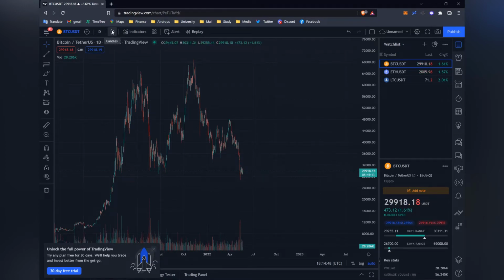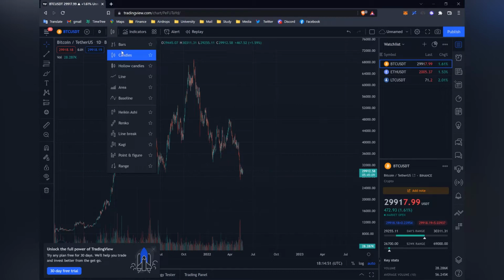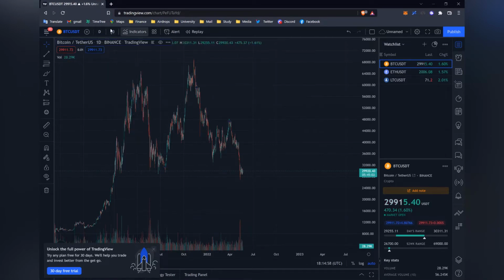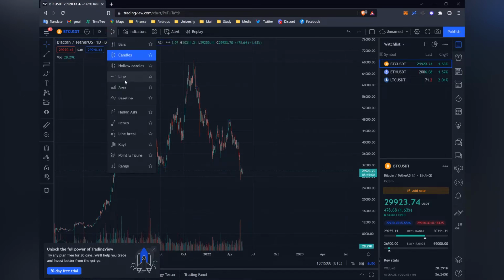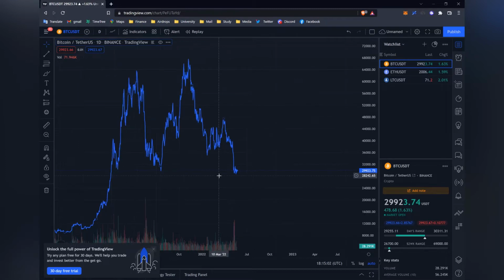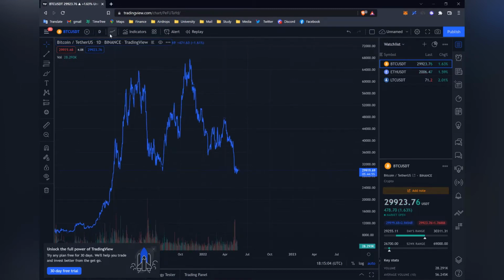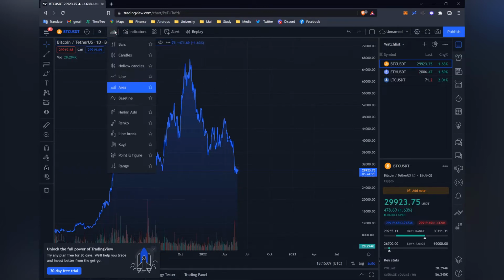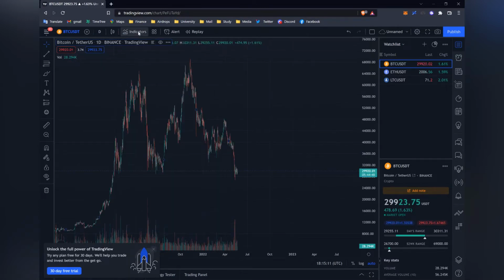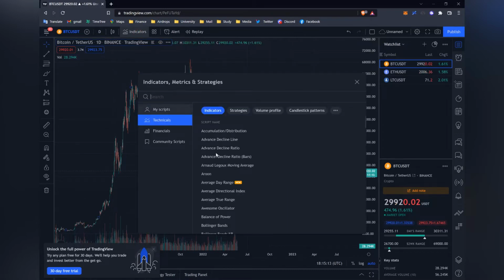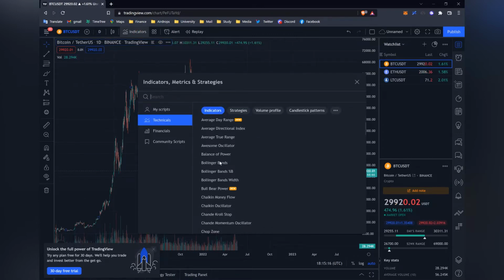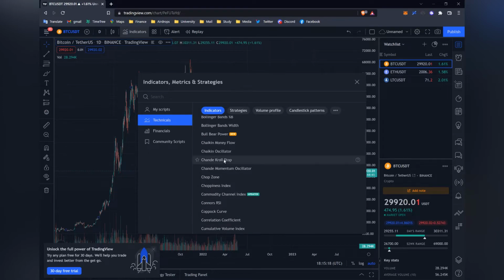And here, you can choose to see candles or bars or other things like areas and lines. It shows you how the chart works. For example, I use the line and I see the chart as a line, or I use area and I can see the area parts of the chart, or candles. Here is indicators. You can add or remove any indicators that you need. You can search here, or you can choose from here.